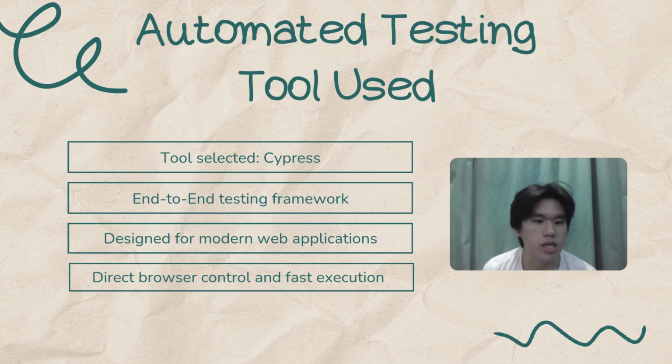For this project, we selected Cypress as our automated testing tool. Cypress is a modern end-to-end testing framework designed specifically for web applications. We chose Cypress because it is easy to set up, provides real-time test execution, and allows us to directly interact with the browser, making debugging faster and clearer.